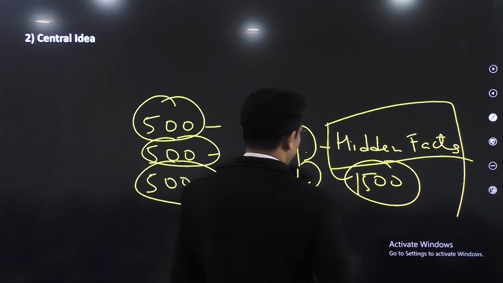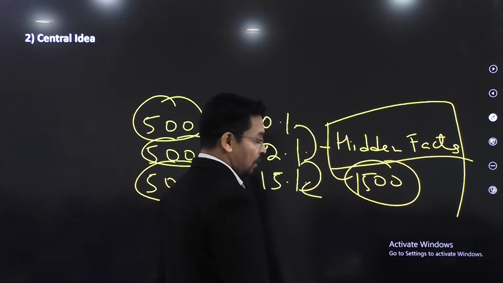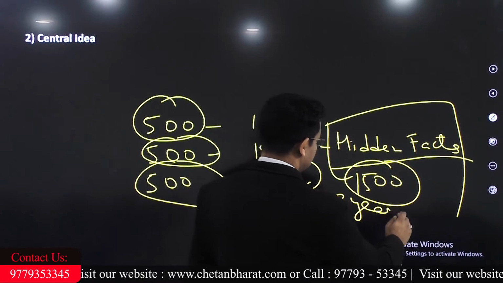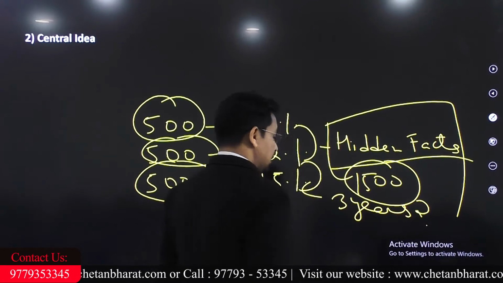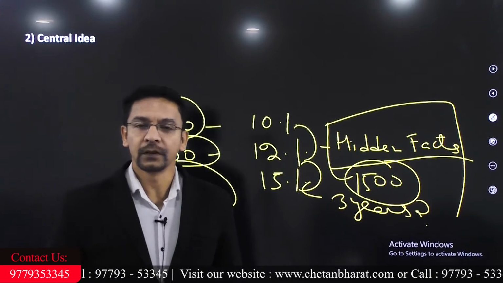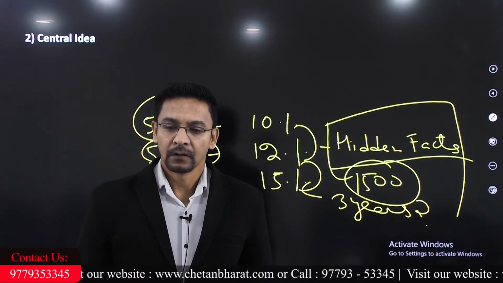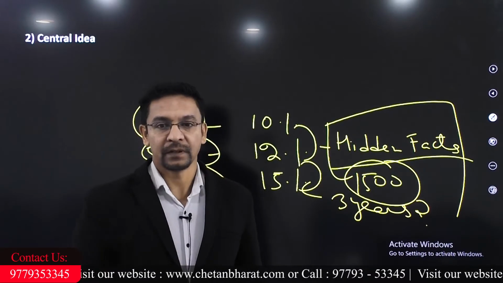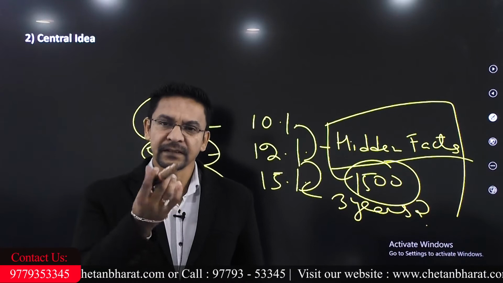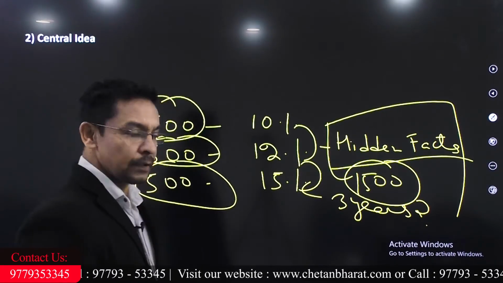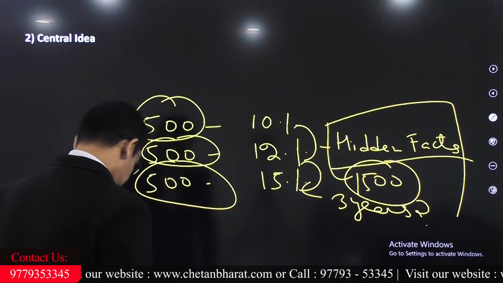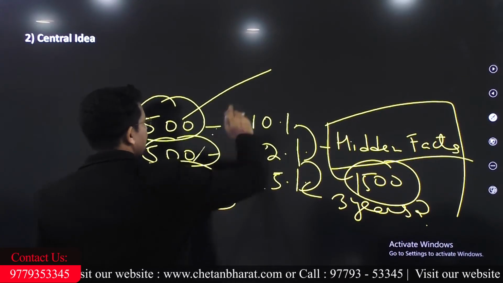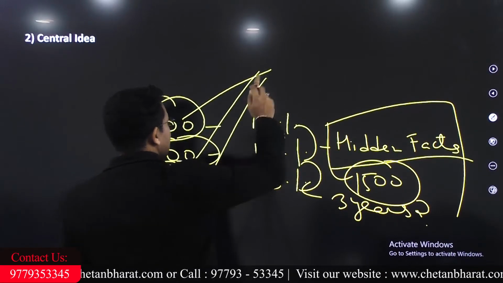Anyhow, another hidden fact or question. Why 3 years? Is it a random choice of the author? Or is there a design behind it? Now, let me explain the design to you and you will be able to catch the central idea better. Right, so when I say that there are 500 students, again 500 students, and again 500 students.